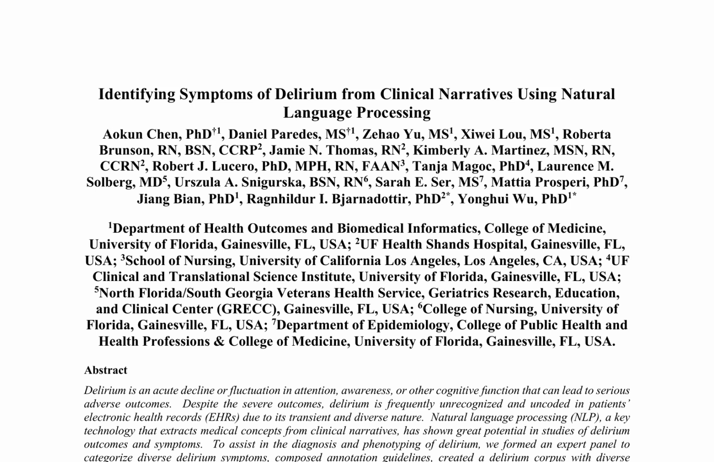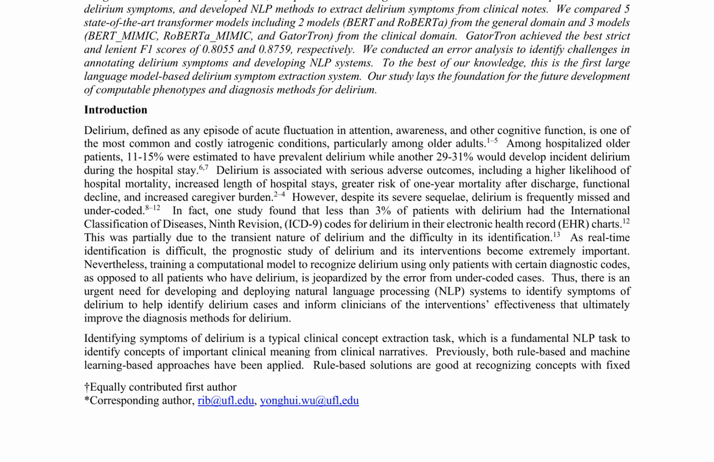symptoms from clinical notes. A recent study developed an expert annotated delirium corpus and compared the performance of 5 state-of-the-art transformer models, including BERT, RoBERTa, BERT_mimic, RoBERTa_mimic, and Gatortron. Gatortron achieved the best strict and lenient F1 scores of 0.8055 and 0.8759, respectively.